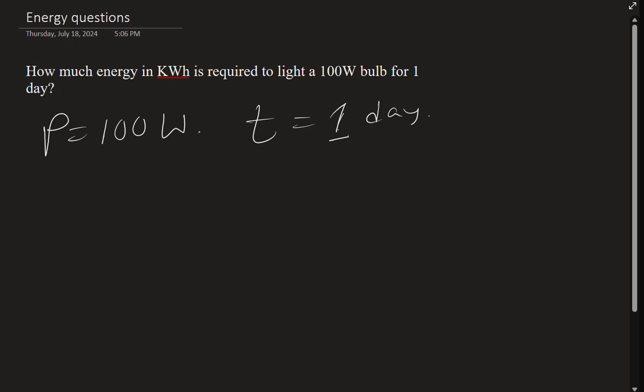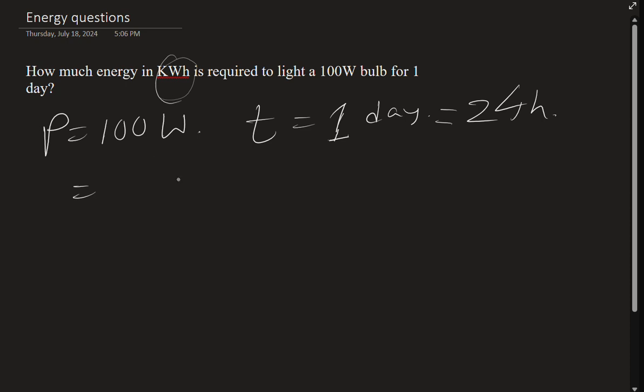But our unit of energy was either watt second or watt hour or kilowatt hour. So we have to turn this 1 day into either second or hour. Let's keep it in hour, just 24 hours. It's much easier. And this is 100 watt. So we need how much energy in kilowatt hours. So let's turn this into kilowatts.